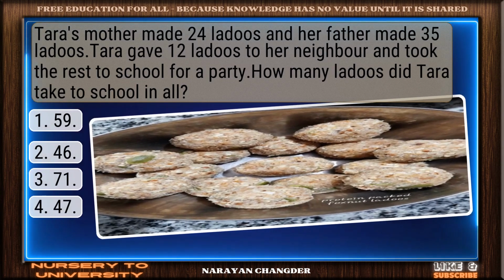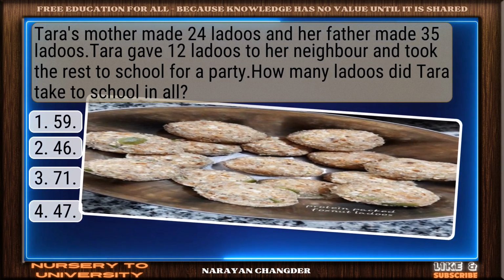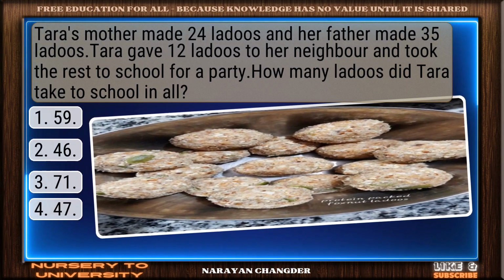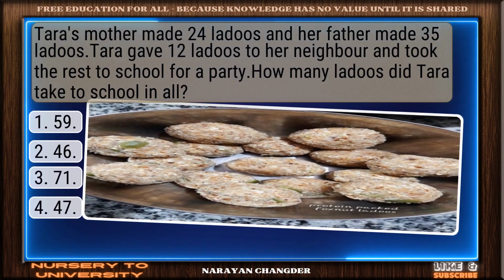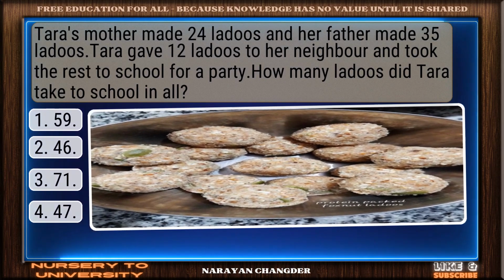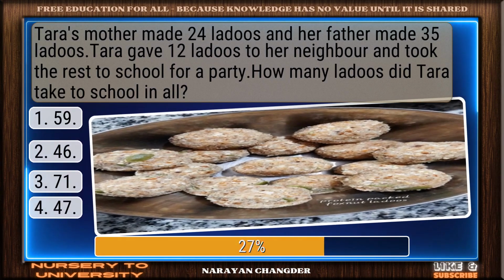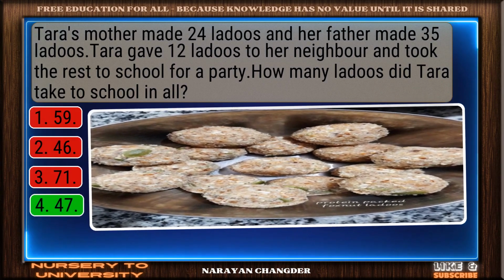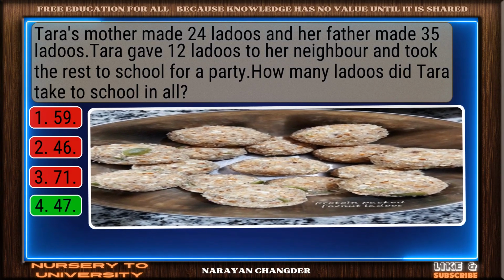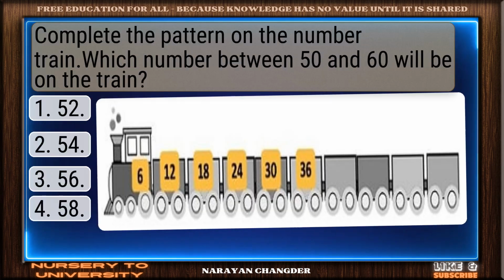Tara's mother made 24 ladoos and her father made 35 ladoos. Tara gave 12 ladoos to her neighbor and took the rest to school for a party. How many ladoos did Tara take to school in all? Well done. 47 is the right choice.